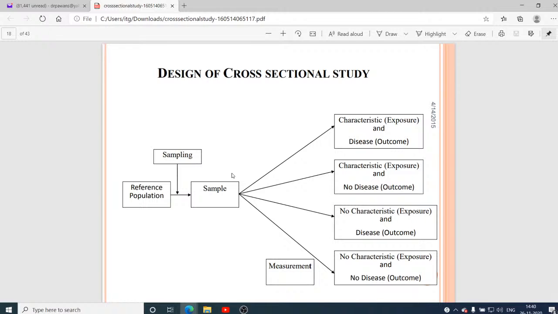The design of a cross-sectional study is usually like this: reference population, and then sampling. We take a reference population and draw a sample out of the reference population, and in between we do sampling. Sampling means defining the population, measuring the sample size, and defining the sample characteristics.